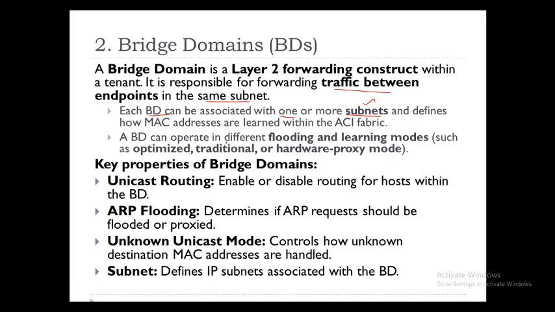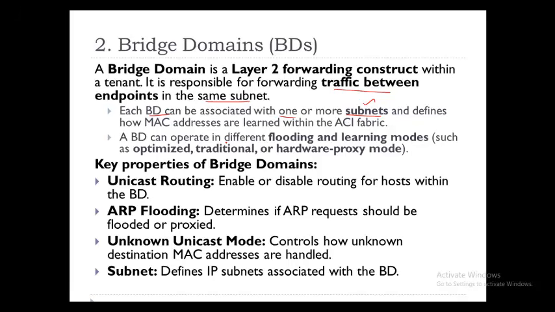Now, if the intermediate device knows the MAC address, ARP proxy can be done. So all those things are defined here. Each bridge domain can be assigned one or more subnets and defines how the MAC addresses are learned in the ACI fabric. We will learn that one in detail when we come to the below paragraph, but let's finish the second one.